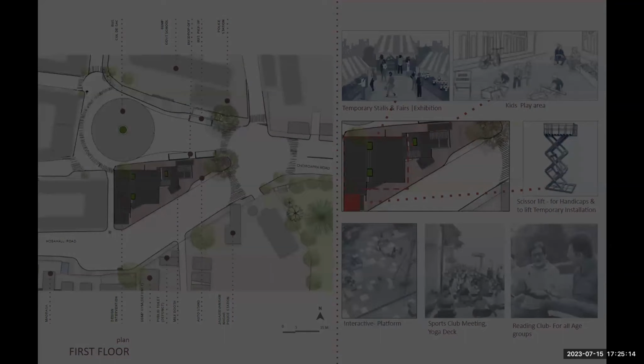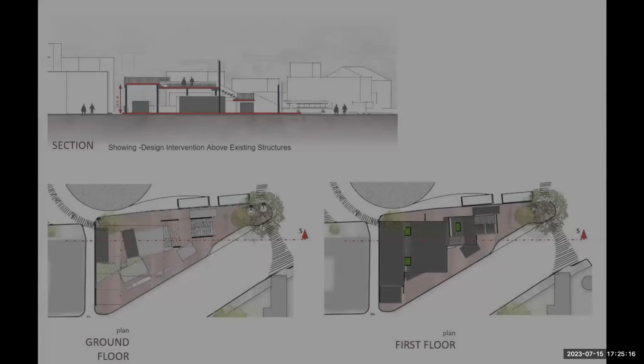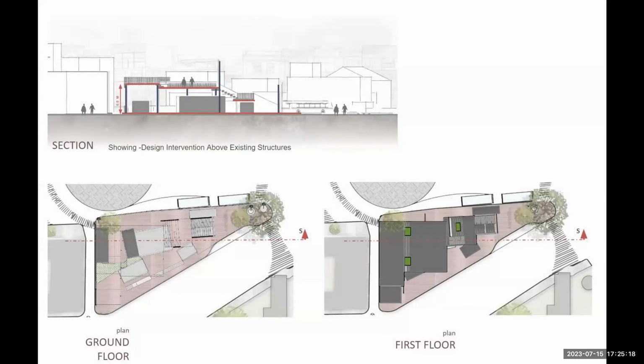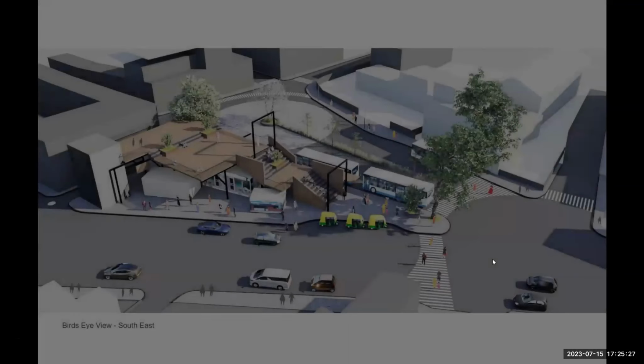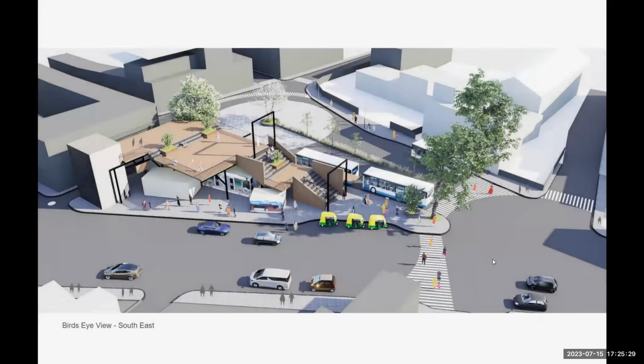So this is a section showing the intervention to the existing structure. I have just shown the ground floor and first floor for reference. And the bird's eye view shows the non-intrusive urban insert, keeping the existing structure and connecting to the ground.